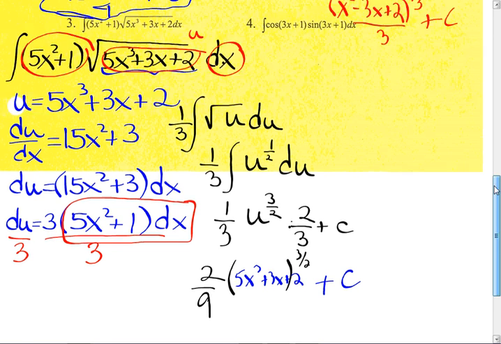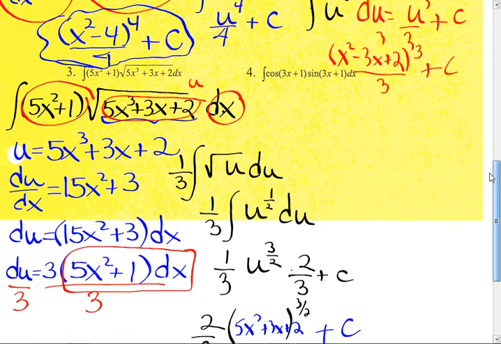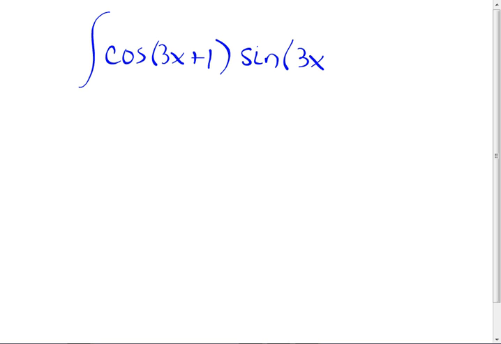Okay, tell me how we're going to do this one. How about I put it on a new page? Integral of... I just write big. There are 2 ways to do this, and then we'll get back to this one.